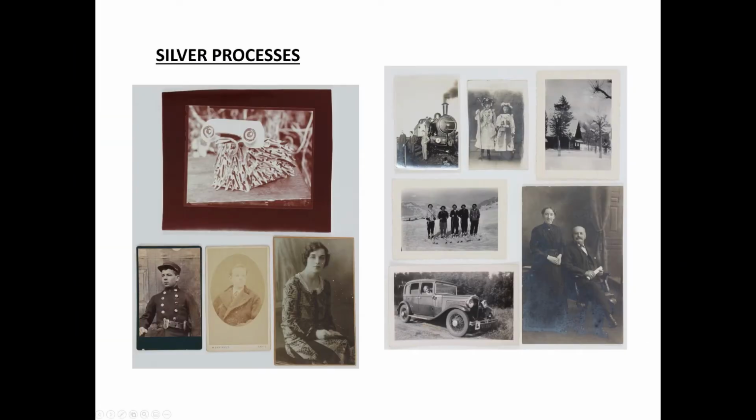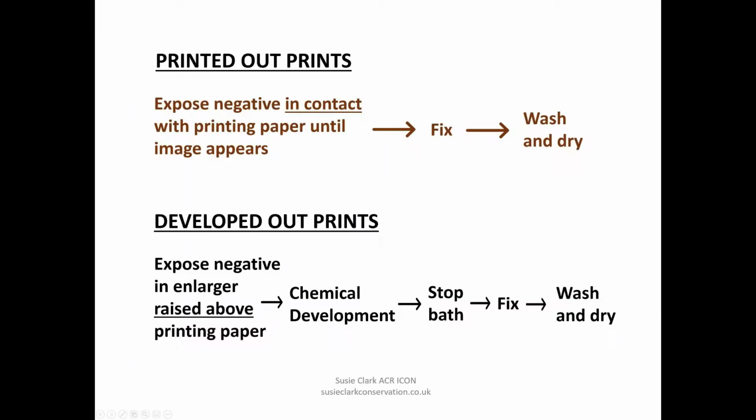So let's go back to the silver processes, as that's an obvious place to start. These were the backbone of photography in the 19th century and much of the 20th century. There are 3 ways of forming a silver image which depend on the processing, but with prints you're almost entirely concerned with 2, resulting in printed out prints and developed out prints, and this explains the difference between the 2. So with printed out prints you expose a negative in contact with printing paper until the image appears, and then it's fixed, washed and dried.